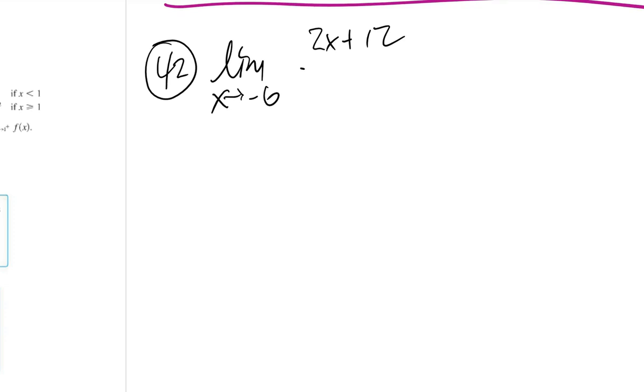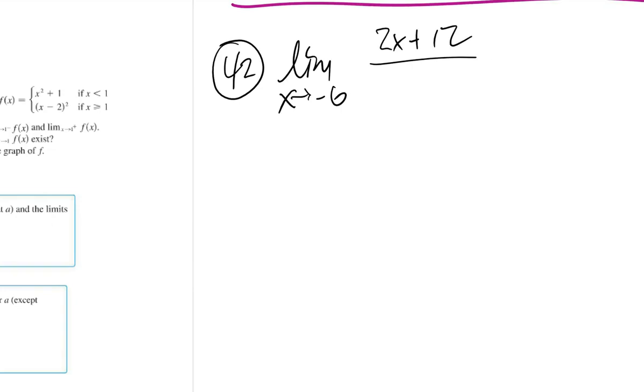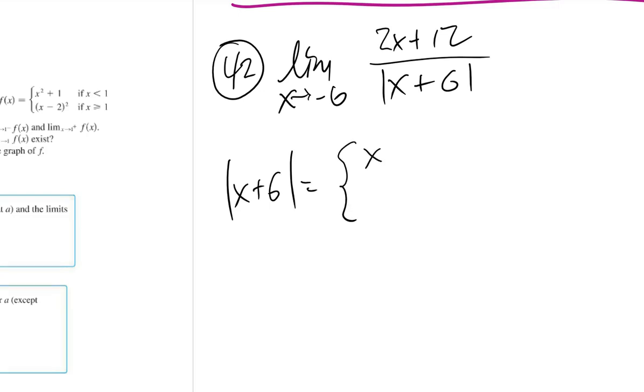So it says find the limit, it's 42, find the limit as x goes to -6 of 2x plus 12 over, is it x plus 6? Yeah, over x plus 6 in absolute value. Okay, here's the thing. Let's get a handle on what x plus 6 is, okay? So x plus 6, we're going to use that definition we had before. It's just the interior if x plus 6 is greater than or equal to 0, and you put a negative on it if x plus 6 is less than 0.